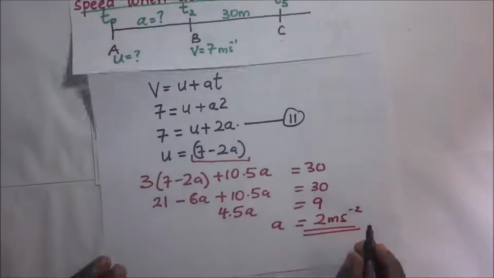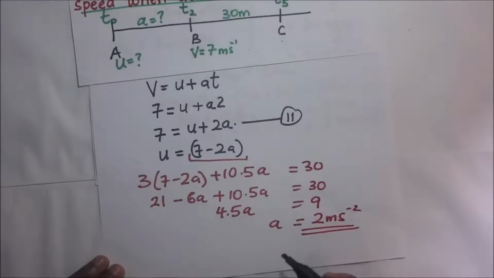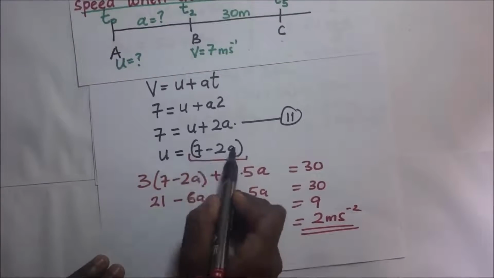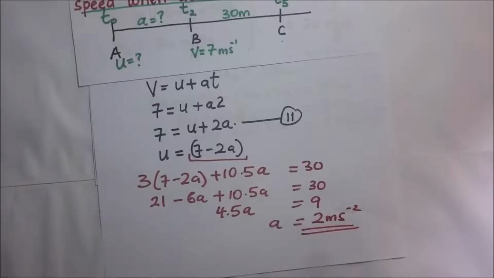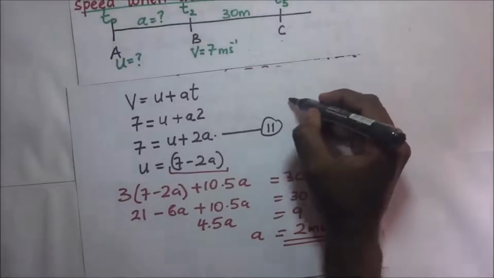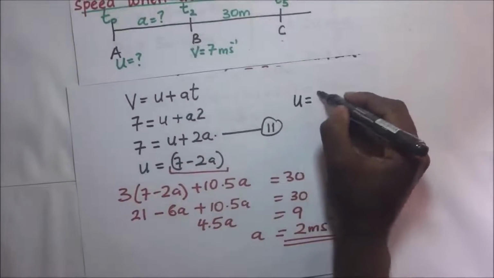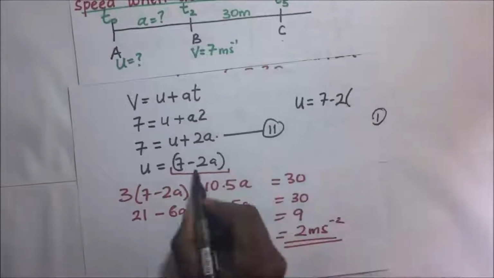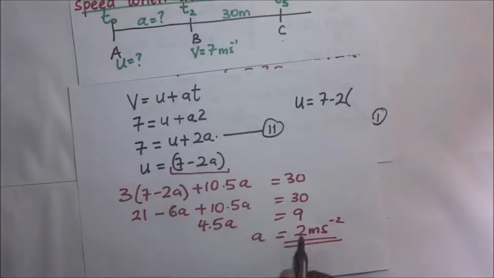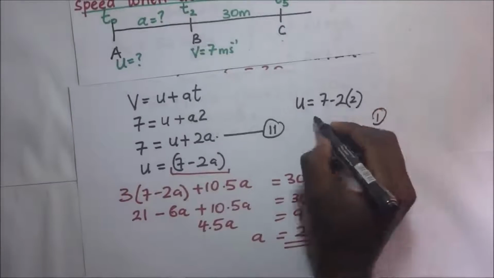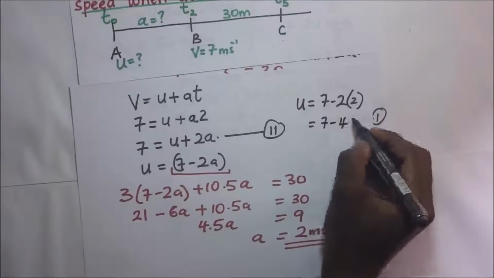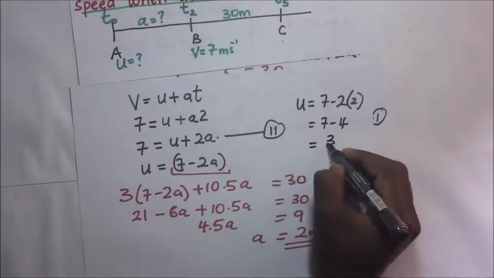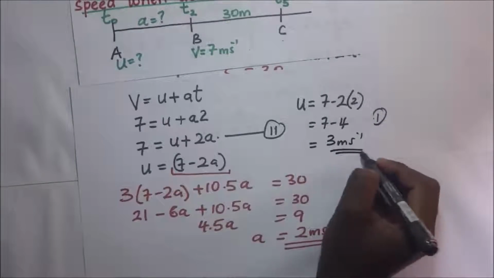So after getting our value of a as 2 meters per second squared, we can go ahead and substitute for the value of a here so that we're able to get u. So when we substitute our value of a there, we shall end up getting our value of u being equal to 7 minus 2a. 7 minus 2a, a is 2, so 2 times 2, giving us 7 minus 4, and we have our value of u as 3 meters per second.